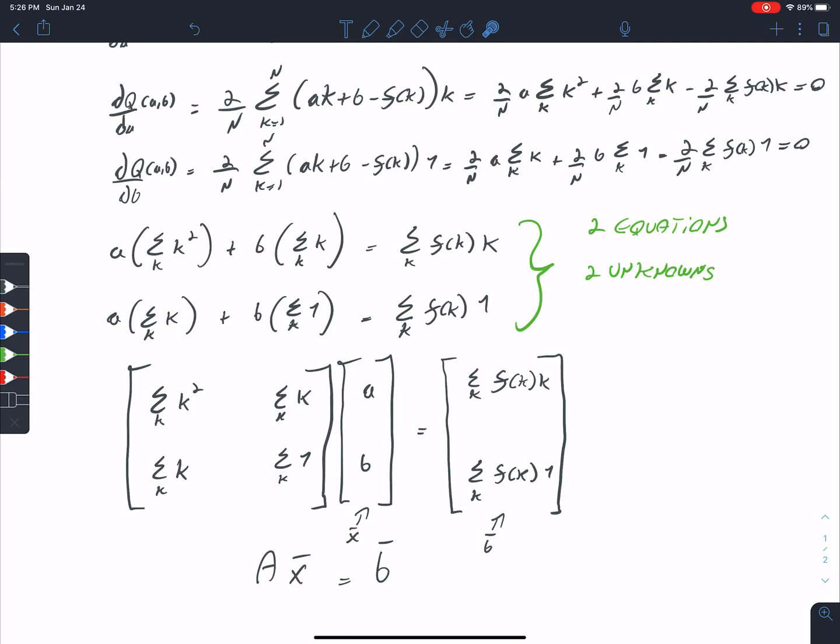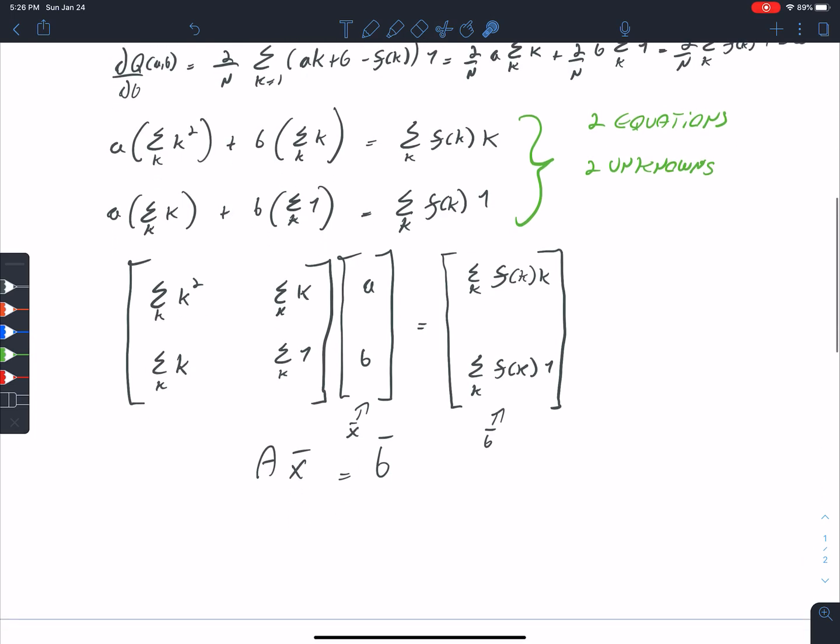And the vector of unknowns is the vector of a and b. And on the right hand side we have all these values, where f is our given data, and k, of course, we know, we're summing over n terms k here. So the matrix we know we can compute. The right hand side of this equation, the vector B, we also know we can compute. What we don't know are the coefficients a and b, and this is the vector of unknowns.